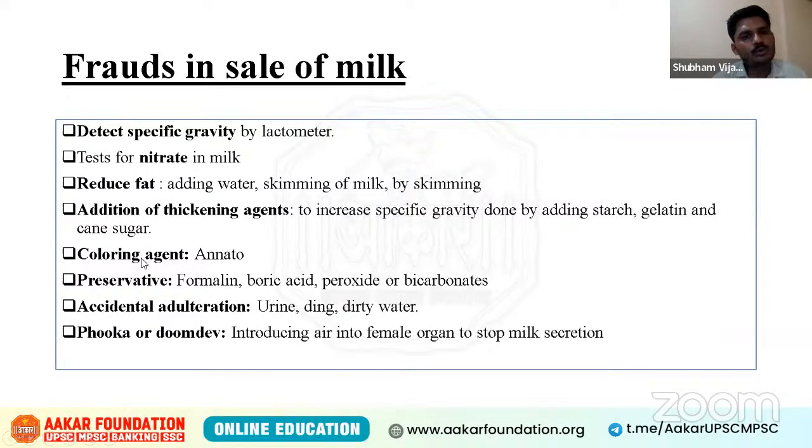Then coloring agent: people can add annatto. Preservatives: people add particularly formalin, it could be boric acid, hydrogen peroxide, or bicarbonates. Then accidental adulteration. These are the intentional ones, but accidental adulteration is there. During milking, urine of the animal, some spots of urine, dung or dirty water can get accidentally mixed with the normal milk.